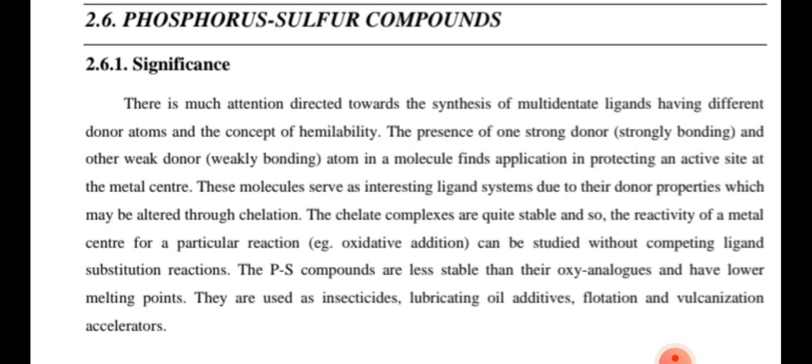These molecules serve as interesting ligand systems due to their donor property, which may be altered through chelation. The chelate complexes are quite stable, and so the reactivity of a metal center for a particular reaction, for example oxidative addition, can be studied without competing ligand substitution reactions. The phosphorus-sulfur compounds are less stable than their oxy analogues and have lower melting points. They are used as insecticides, lubricating oil additives, flotation agents, and vulcanization accelerators.